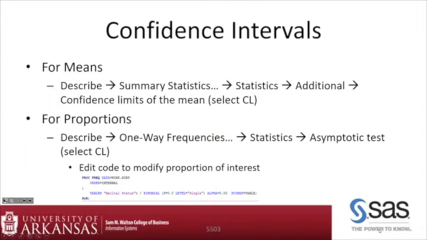For the proportions, we use the one-way frequency. We pick the asymptotic test. And then we need to edit the code, or you can use the sort method to modify your proportion of interest. So if it's giving yes and you want no, or vice versa, you guys know how to go in and change it.